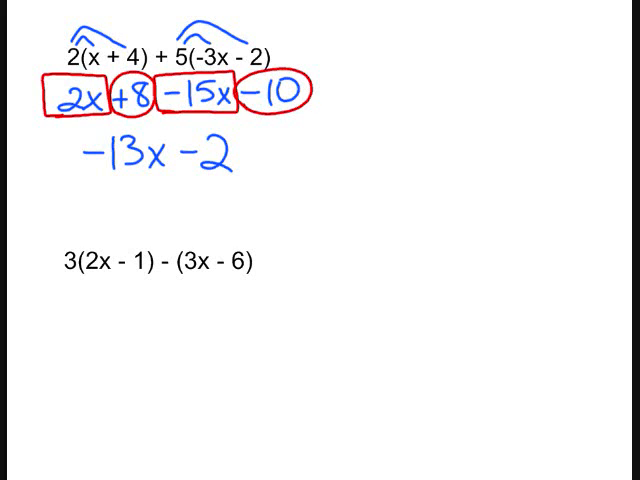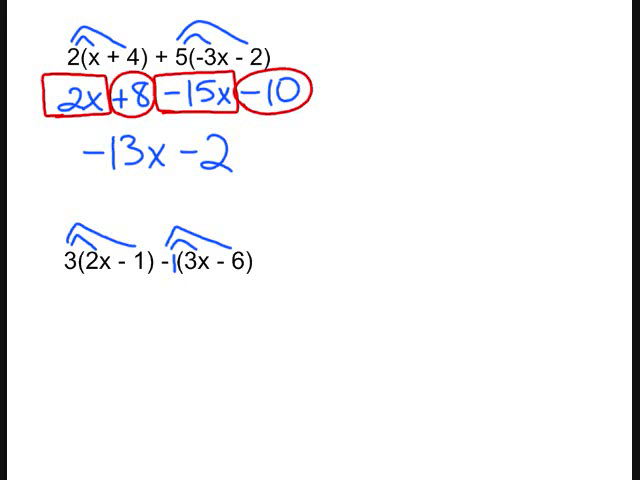Looking at the last problem, we'll do mountaintops on both of these. Now this second one looks kind of tricky. We just see a minus sign, but there's something in between the minus sign and the parentheses. It's an understood 1. So I'm going to put that understood 1 right there, and we're going to do mountaintops. We're going to distribute the negative 1 to both things inside the parentheses.